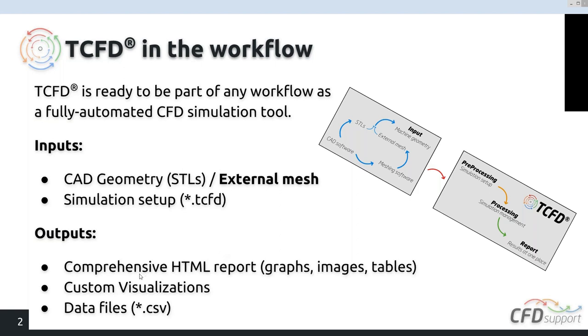Basically, there are three types of outputs. First one is a comprehensive HTML report, which includes all the graphs, images, and tables connected to the particular application. Then the user can preset some custom visualization. And of course, the structured data files in CSV format are stored and can be connected, for example, to CAESES to read the data and use it for the optimization tool and for the decision on what will be the next design step, for example.